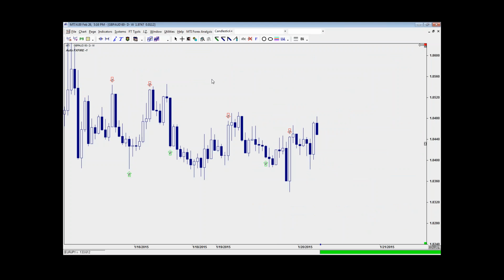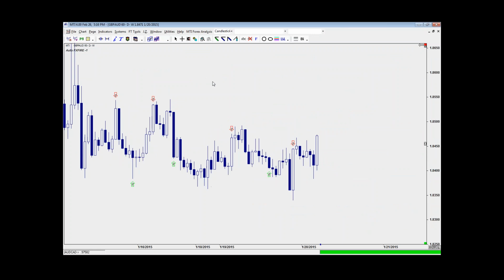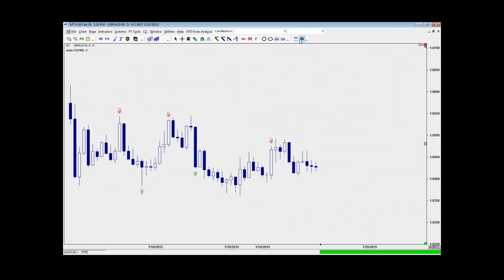Now, how many of y'all see right here that we have a red arrow? Y'all see this red arrow right here? So when the red arrow appears, the red arrow is going to be your signal to get into the market selling. You're going to sell the market, and then it's going to give you a green signal.